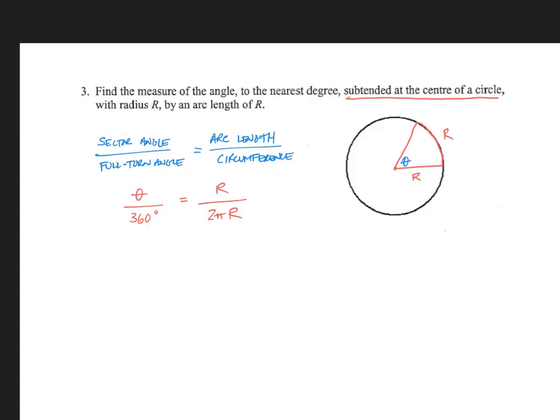Now what I can do is work my way through, simplify, and solve. The problem itself asked to find the measure of the angle. That means that I want to solve for theta. So I'm going to try to get theta all by itself. So that means that I can multiply out my 360 degrees.